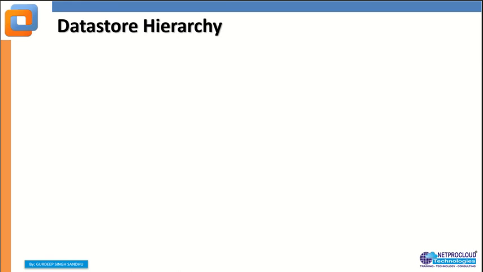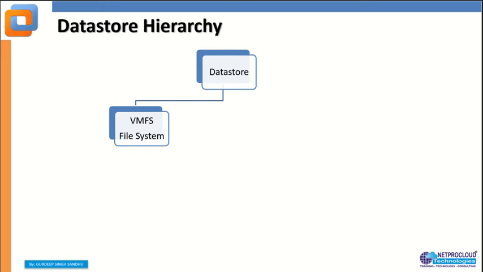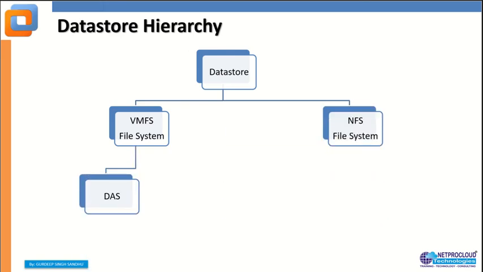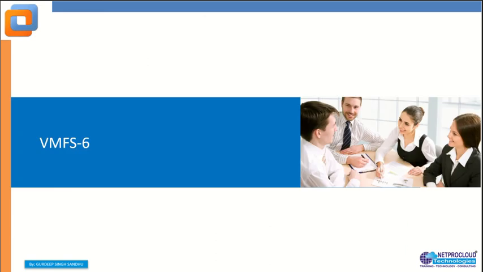Now talking about the data store hierarchy. A data store can be of the virtual machine file system or NFS file system. If we are going to create a data store of VMFS type, that kind of data store can be obtained from DAS, means direct attached storage, FC, Fibre Channel over Ethernet, and iSCSI. And NFS can be obtained from the NAS.